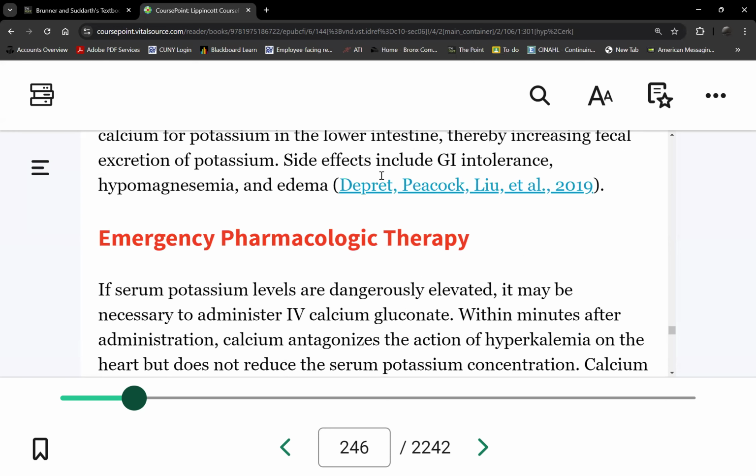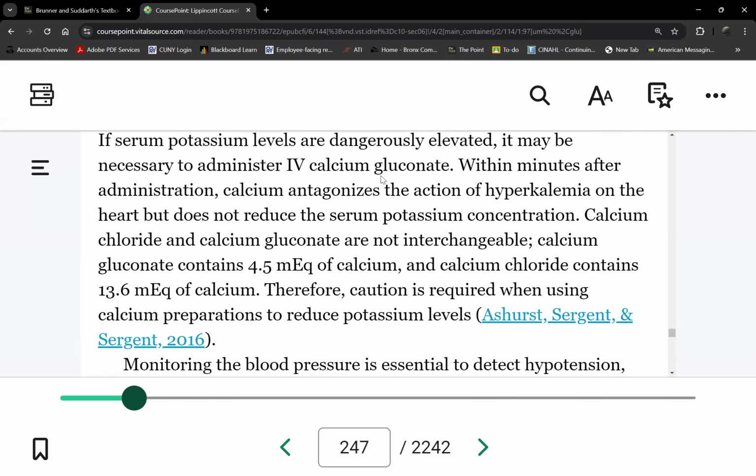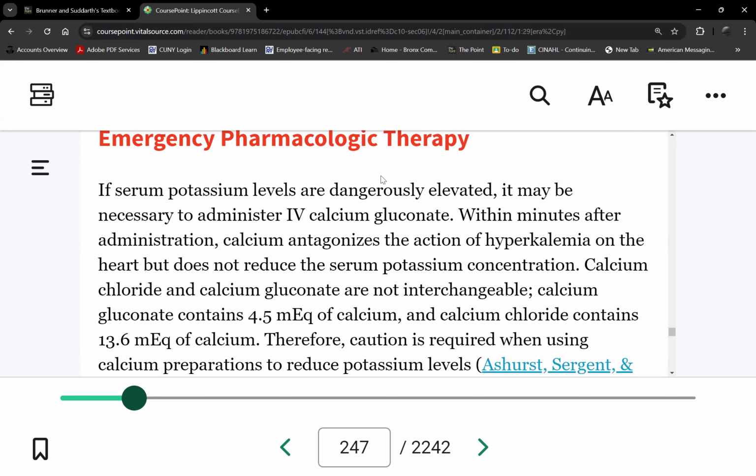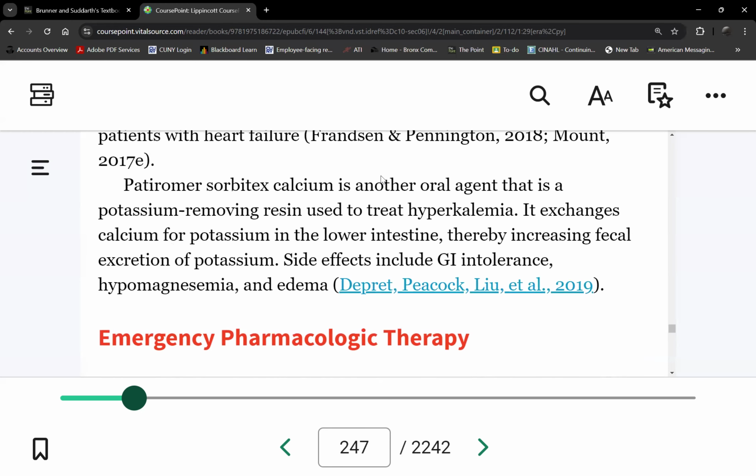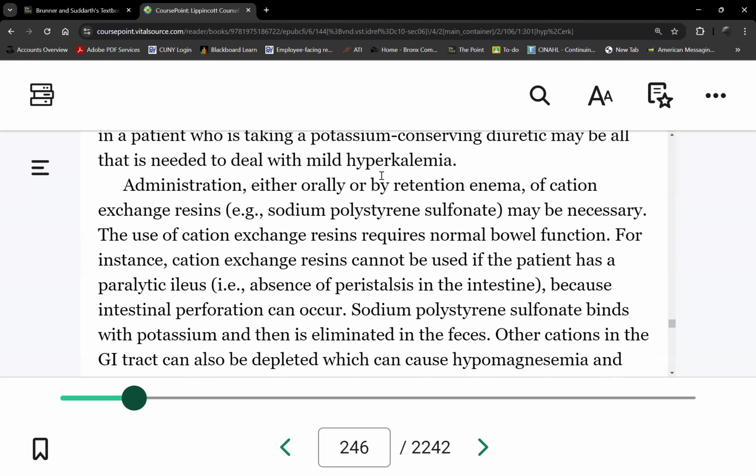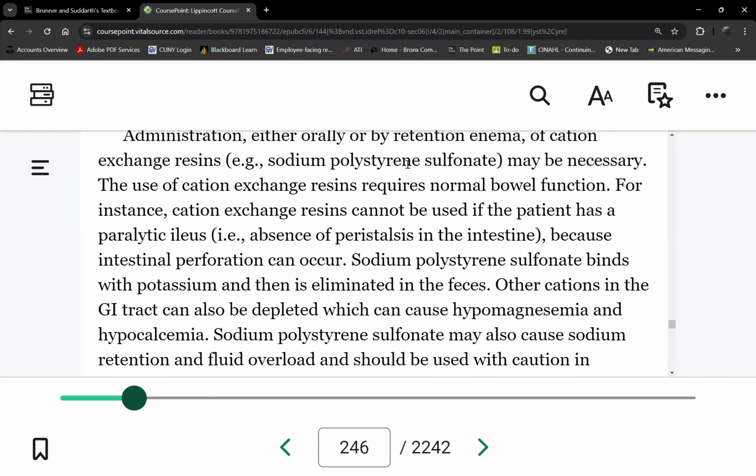So, in emergencies, here are our options. If you can't remove potassium from the body, then you have to either antagonize its effect by giving another electrolyte, or you can shift it, take it out of the bloodstream, stash it somewhere else momentarily until the oral options work. Again, I repeat, the oral and enema options, patiromer and SPS, will remove potassium from the body.